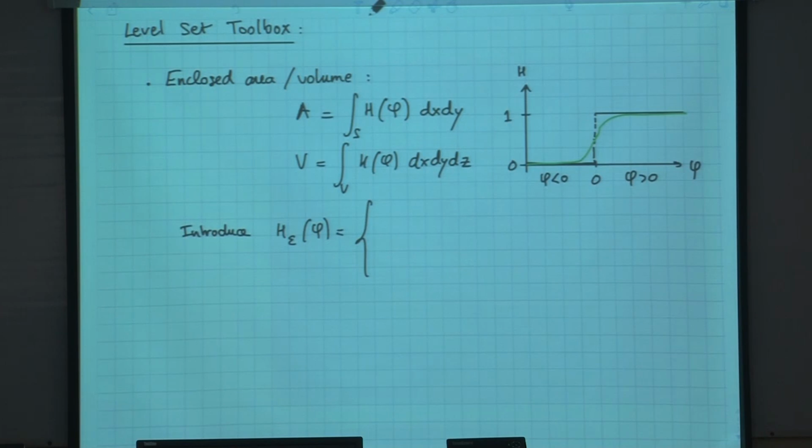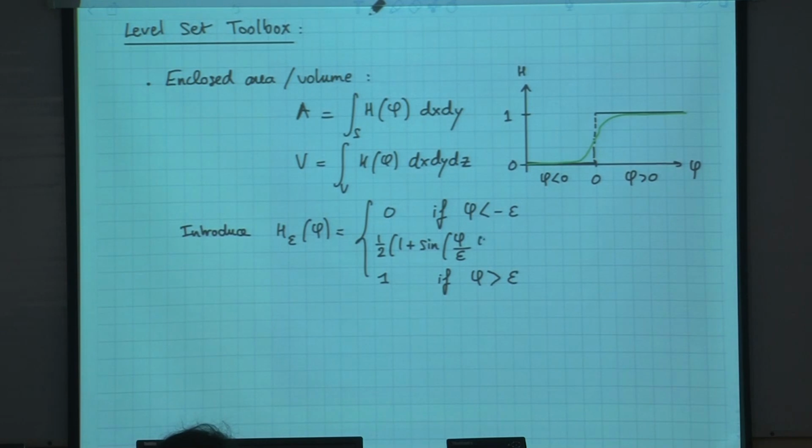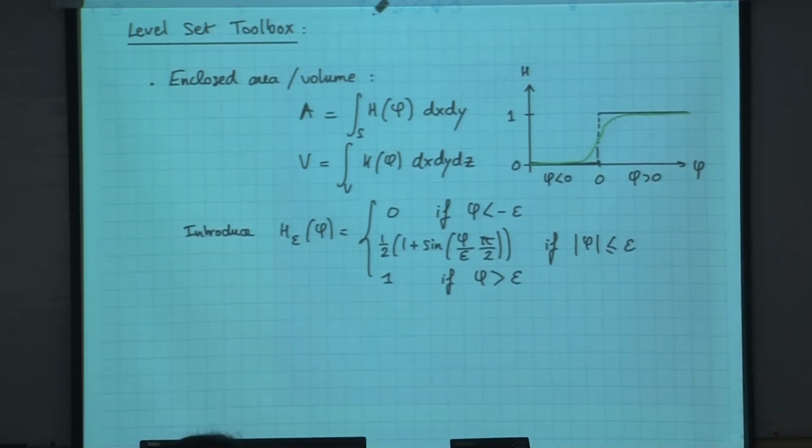So the calculation here would be 0 if phi is less than minus epsilon. It would be 1 if phi is greater than epsilon. And in between, you would have some smooth connection based on some rapidly varying profile. It's pretty classical to use 1/2 of 1 plus a sine of phi over epsilon times pi over 2 to make this work. Epsilon sets the thickness. And that's if the absolute value of phi is less or equal to epsilon. All right, so this is just a definition for our thickened Heaviside. Once we have this, we can readily integrate with good accuracy the resulting area or volume enclosed by our interface.